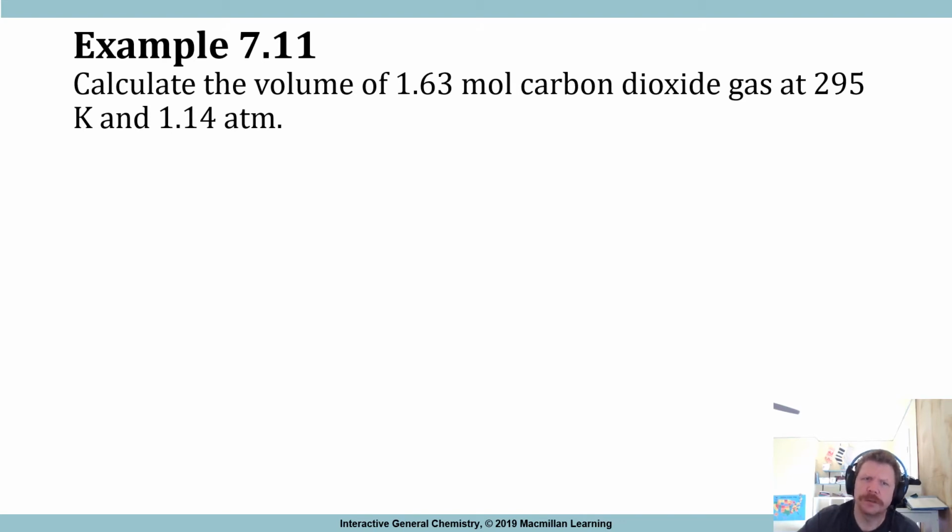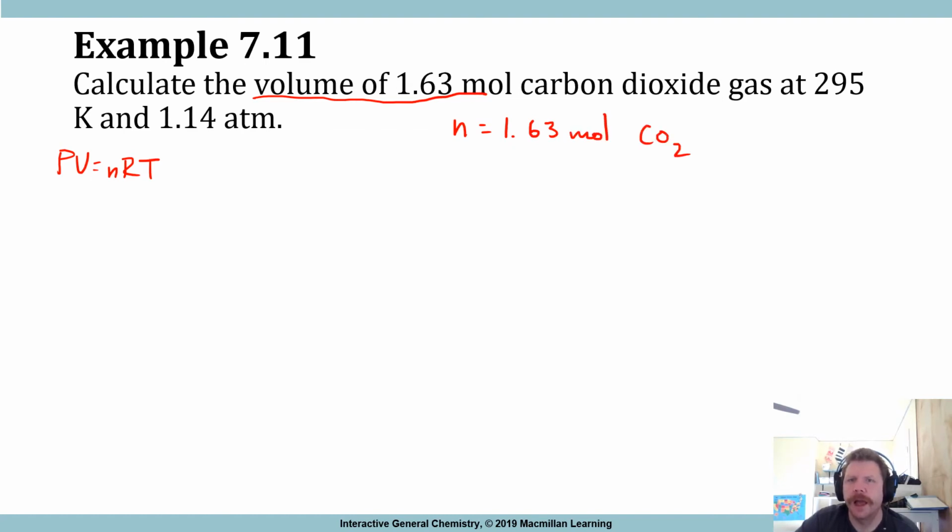So here we've got a question where we're going to use this ideal gas equation. I always like to just write it out, PV equals nRT. Manipulating this ideal gas equation is really helpful, but we'll work through the problem and then figure out what we want to isolate. This question asks us to calculate the volume of n equals 1.63 moles of CO2 at T equals 295 Kelvin, and P equals 1.14 atmospheres.